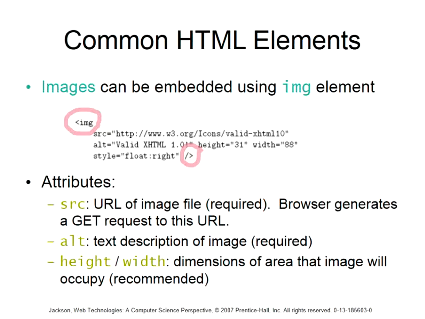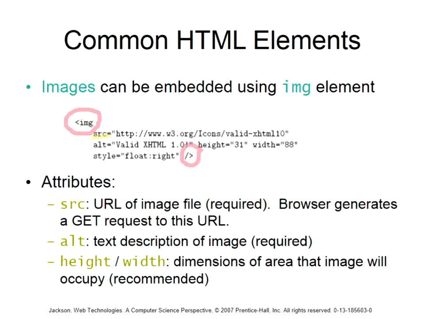So how many attributes in this example? We have 3. Good. The first one is the source of the image. So the first one in yellow is the source. So source, we can use http www.w3.org icons, etc. We can also specify the name of the file.